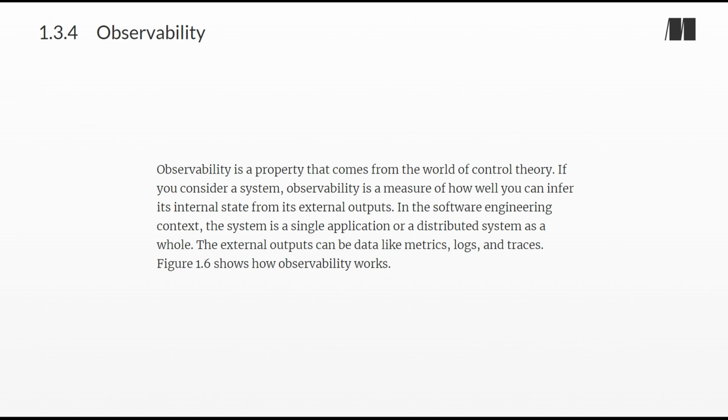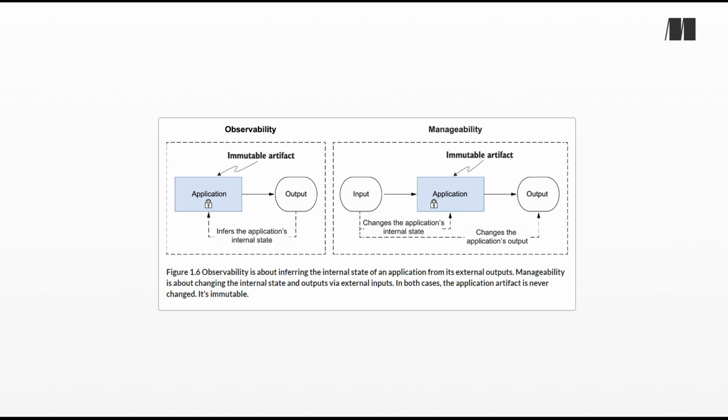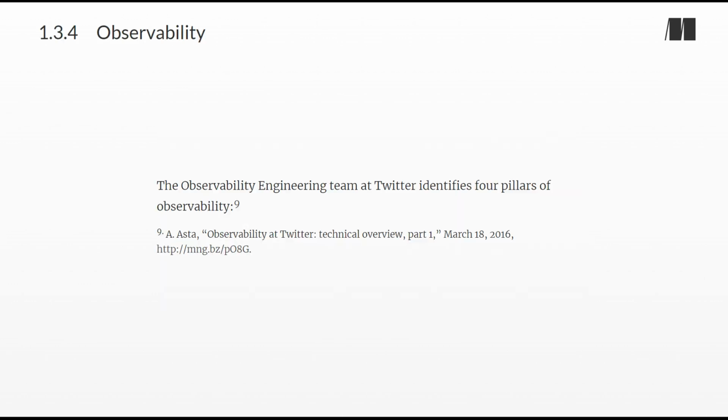In the software engineering context, the system is a single application or a distributed system as a whole. The external outputs can be data like metrics, logs, and traces. Figure 1.6 shows how observability works. Observability is about inferring the internal state of an application from its external outputs. Manageability is about changing the internal state and outputs via external inputs. In both cases, the application artifact is never changed. It's immutable. The observability engineering team at Twitter identifies 4 pillars of observability.